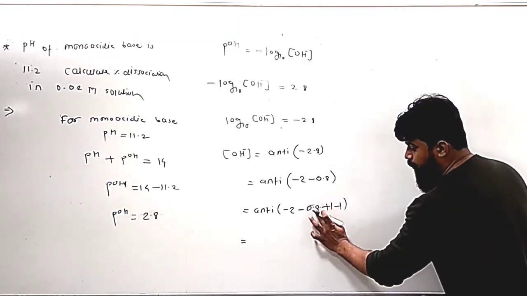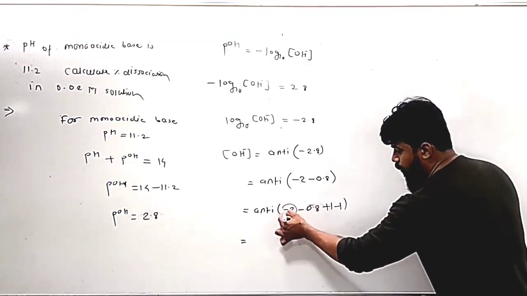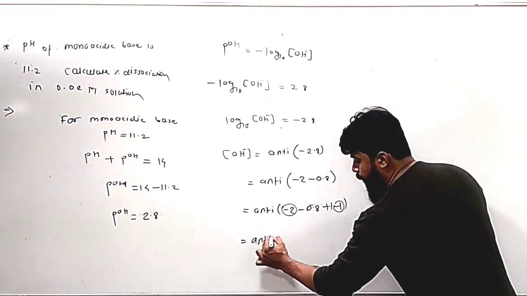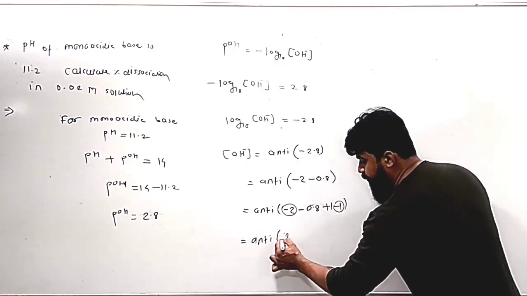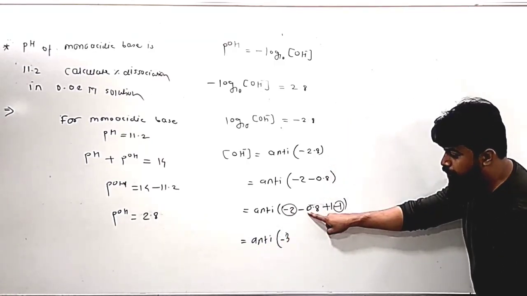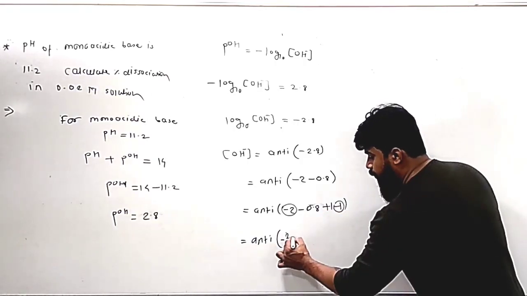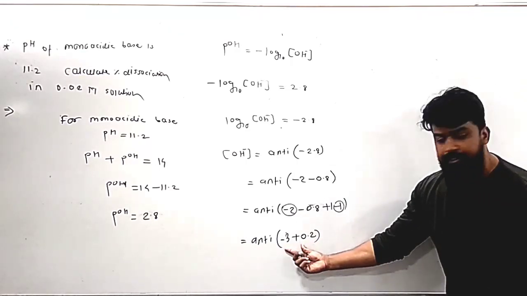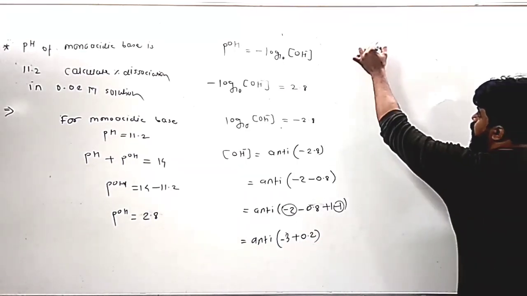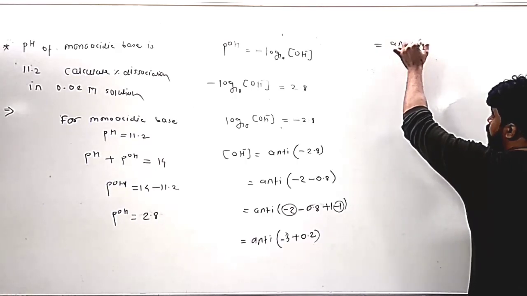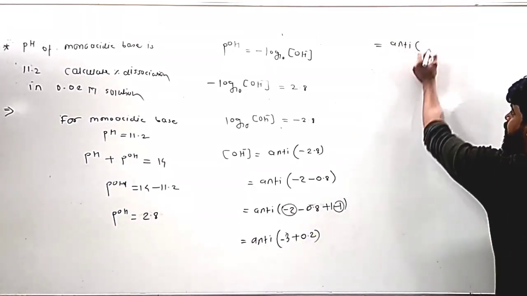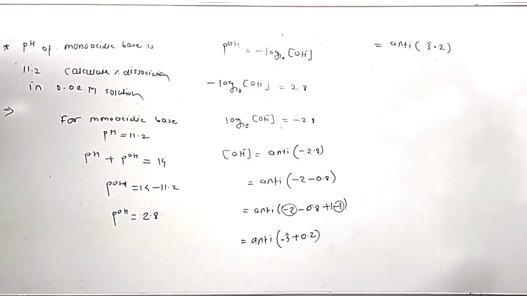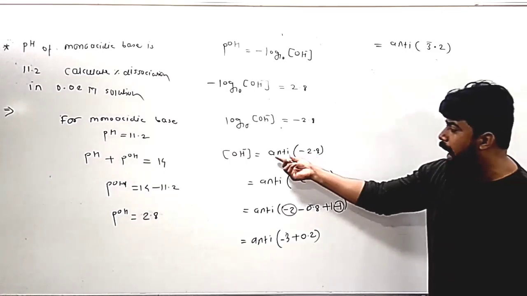Just focus on these two terms, minus 2 and minus 1. Minus 2 and minus 1 can be combined and written as minus 3. And this minus 0.8 and plus 1 becomes plus 0.2. So when I write these two terms combined, the equation becomes anti-log of minus 3 plus 0.2, which can be written as bar 3.2. So this is the procedure to find the anti-log of negative terms.